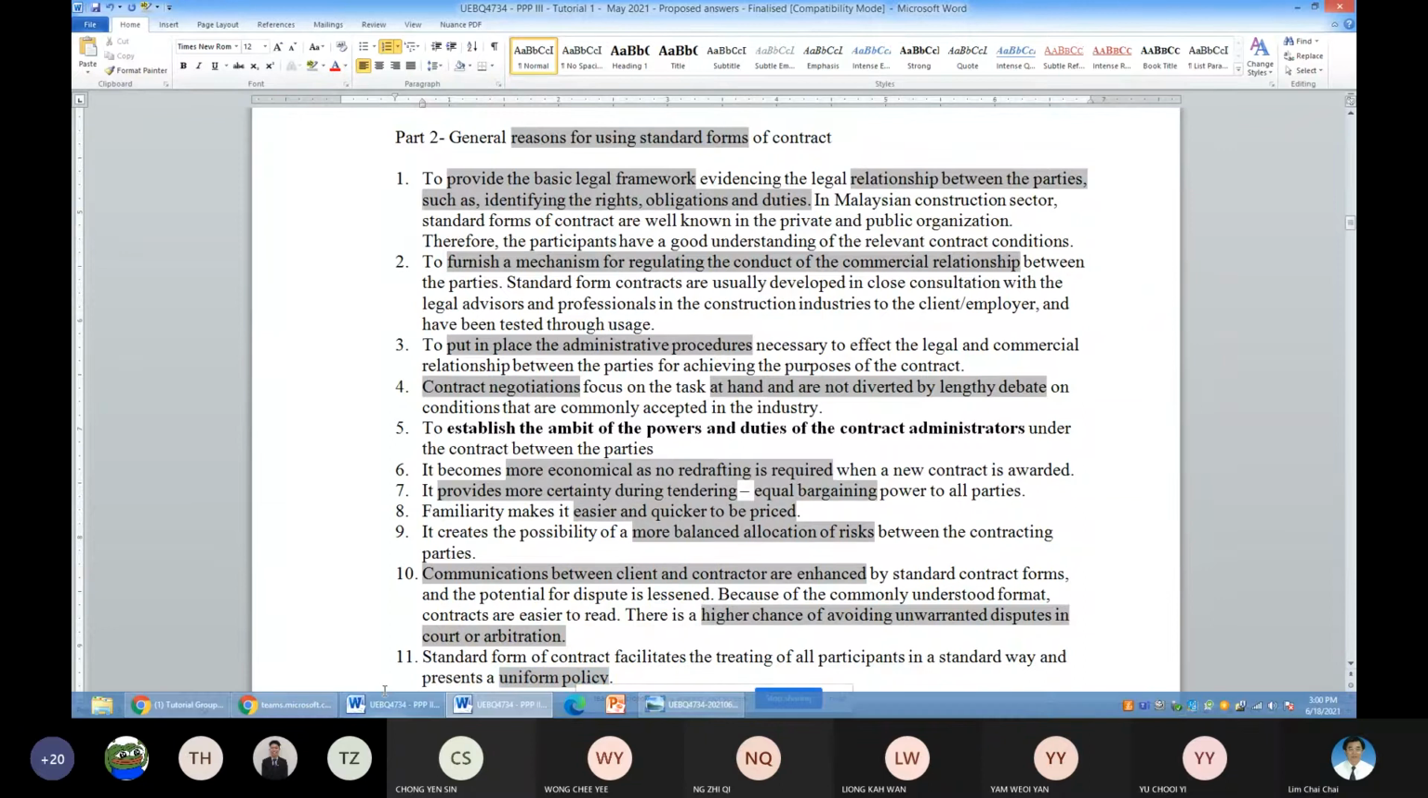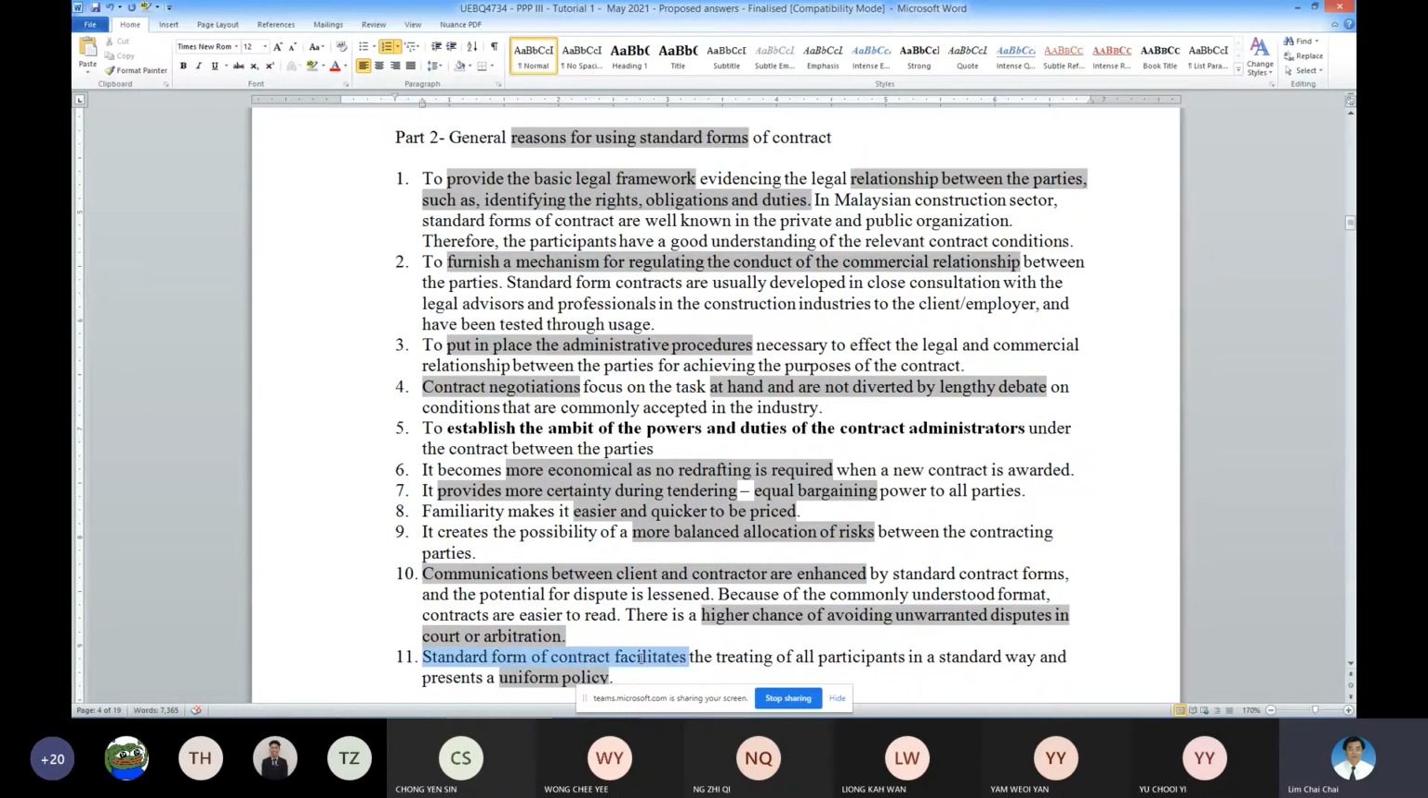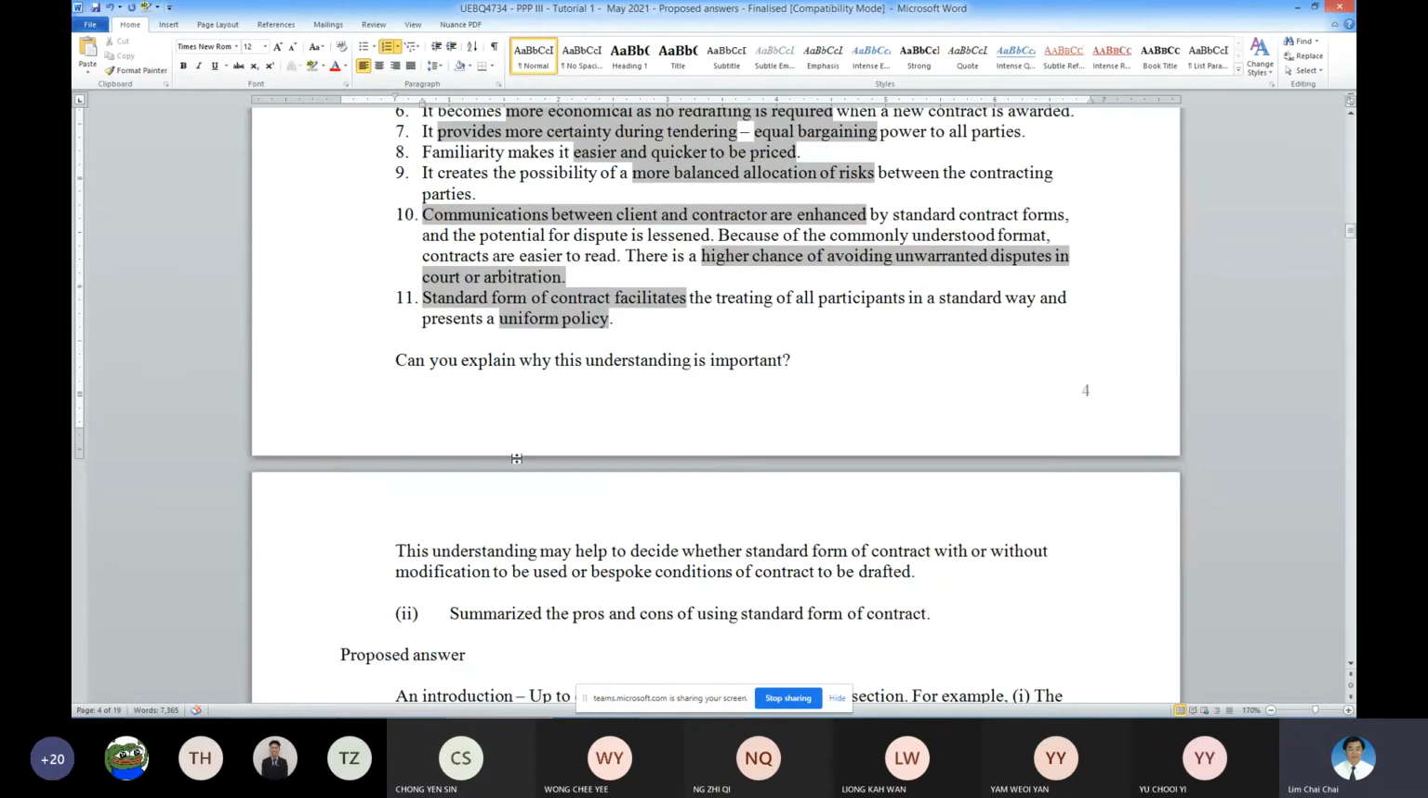Standard form facilitates the implementation of the uniform policy. So these are the good points on why standard form is used. Okay. So now, if you ask another question: can you explain why this understanding is important? Okay, all the good points say it is important.